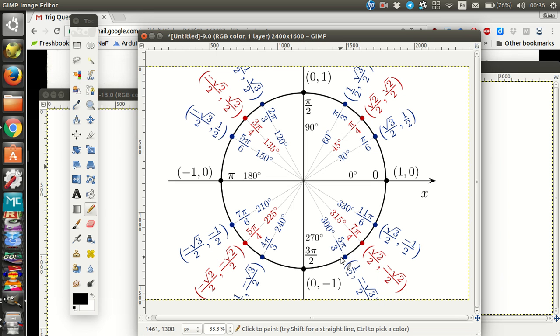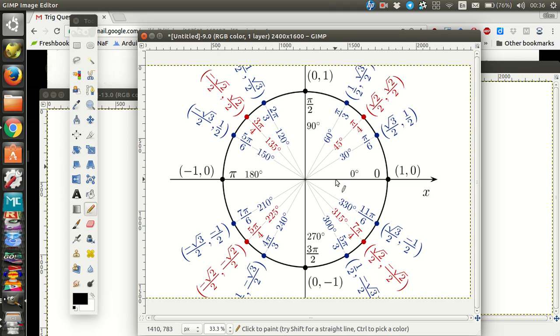That negative root 3 over 2 refers to the distance from the x-axis to this point, or anywhere at the same height as this point. That is the distance, root 3 over 2. So in the negative direction, negative root 3 over 2 would be the distance from here straight down to here. Now that is the y-coordinate because that is the sine.